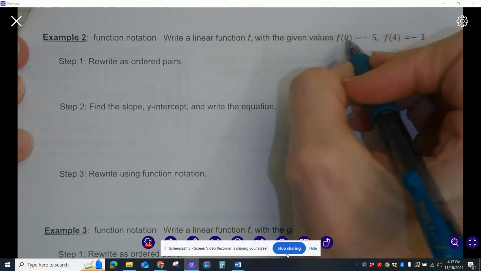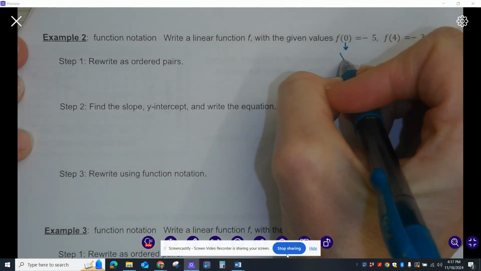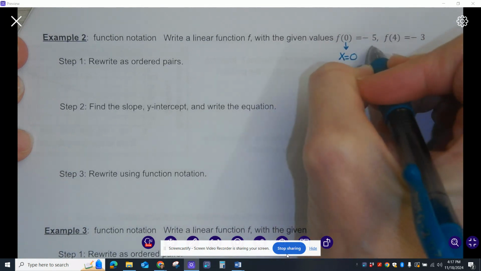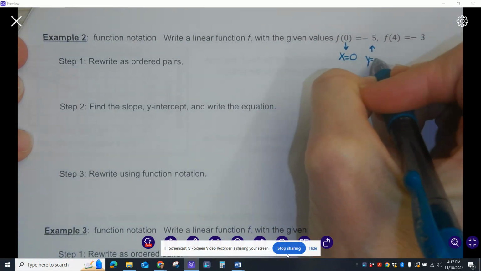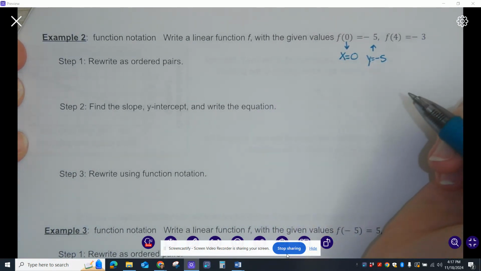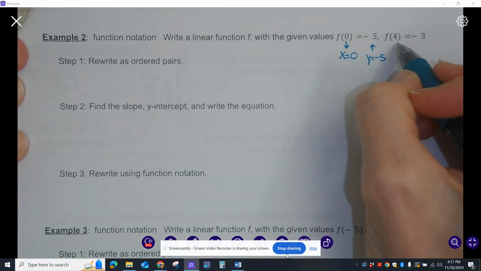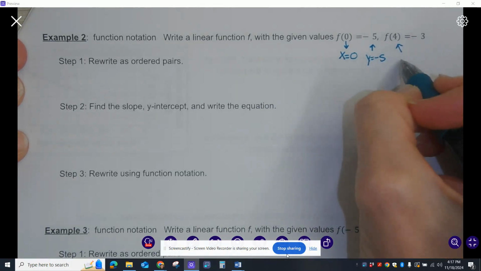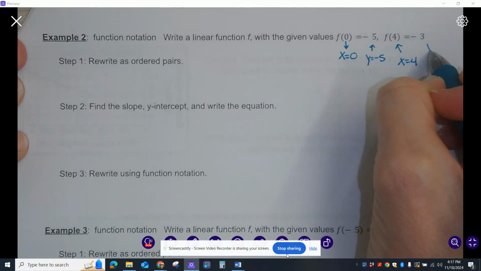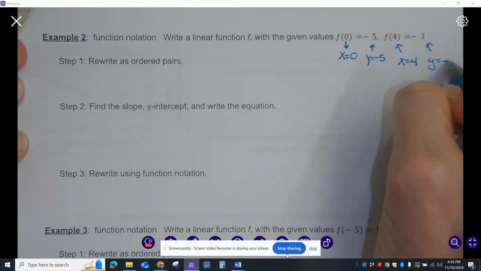The only difference here is they have written the coordinate points in function notation. So remember, f of 0 equals negative 5 means when x is 0, y is negative 5. f of 4 equals negative 3 means when x is 4, y is negative 3.